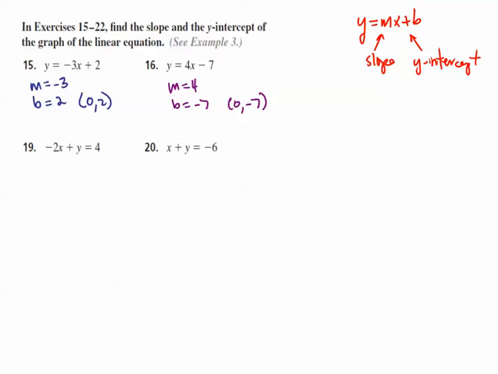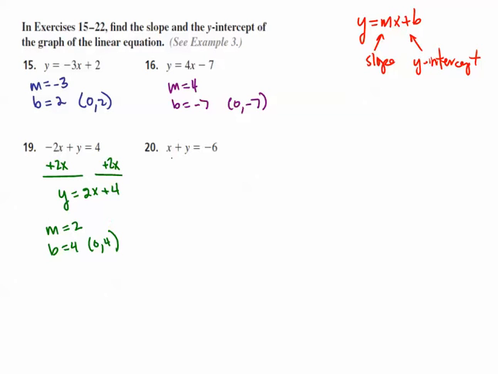In number 19, we can't answer the question just yet. We have to put this into slope-intercept form. We're going to do that by adding 2x on both sides here, and we get y is equal to 2x plus 4, so we can see that the slope is 2, the y-intercept is 4.